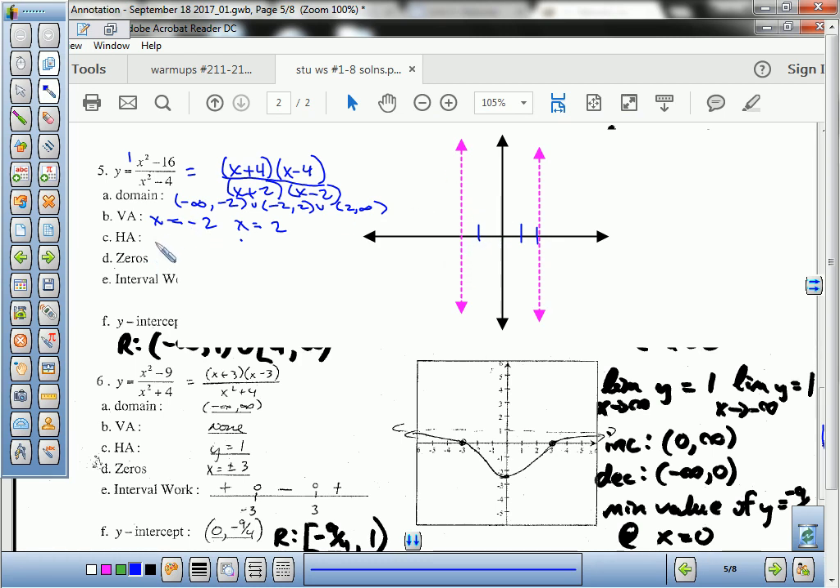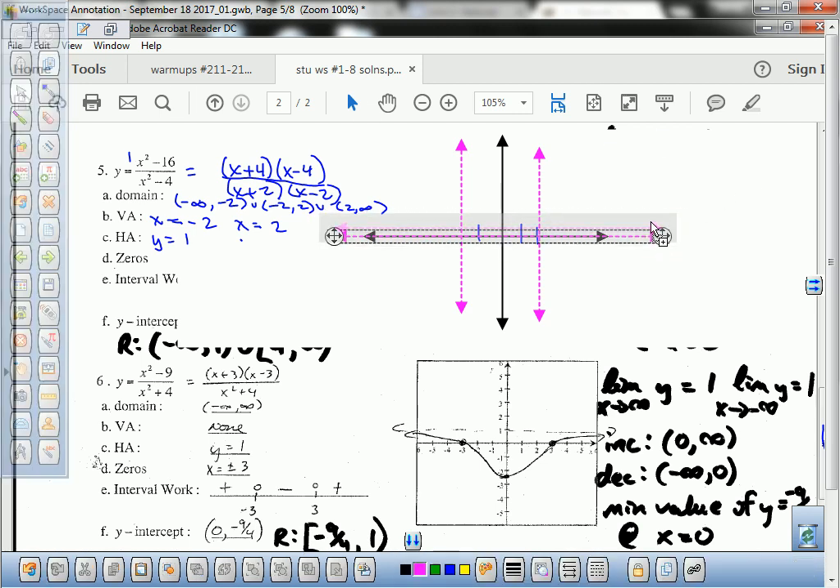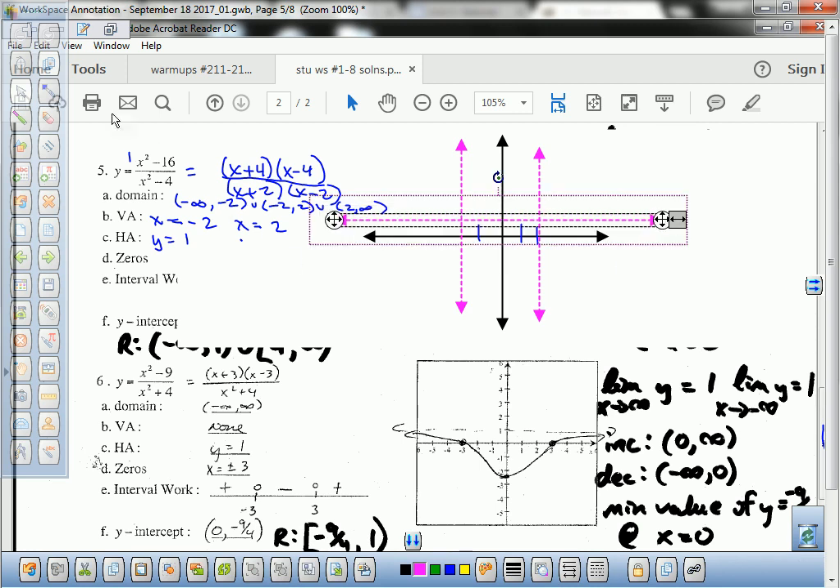Alright, so now we're gonna look at the horizontal asymptote. Because my degrees are the same, my shortcut is just to divide those leading coefficients. It comes from that long division there. We would get 1. So there's my horizontal asymptote. I'll put it at 1 like I just said it was.